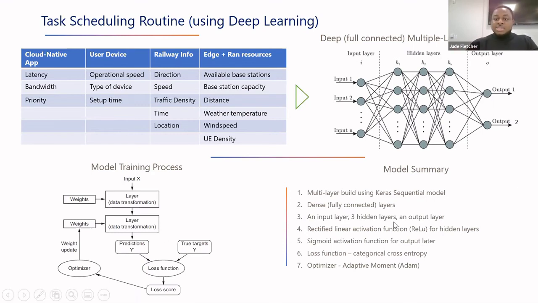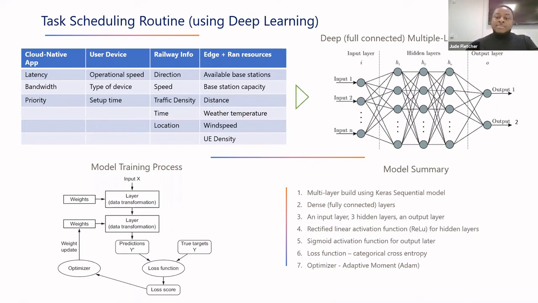So a summary of our model is, we use the Keras library to build our deep learning model, because Keras wraps TensorFlow and also Theano, which are all very powerful frameworks for deep learning. All the work that we did was fully based in Python. Our model is a fully connected model, in the sense that all the inputs map to every single output. We have one input layer, three hidden layers, and one output layer.